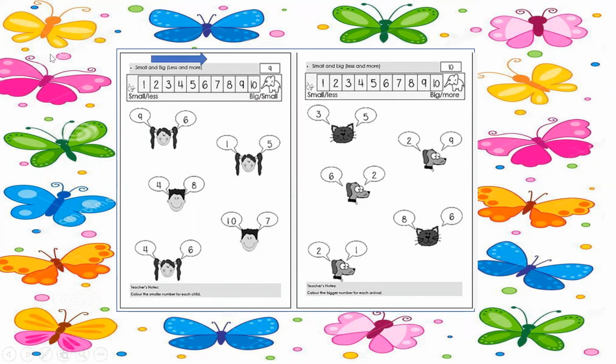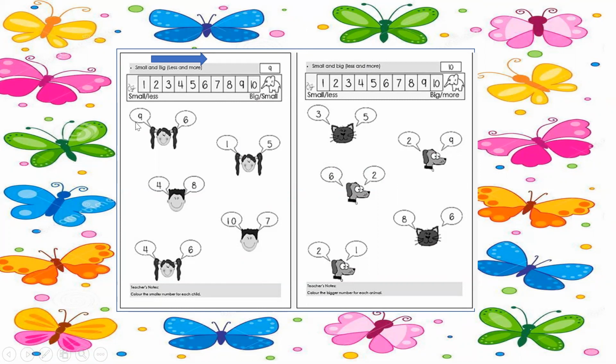In maths, we usually write from the left side to the right side. When we start writing 1, 2, 3, we go from left to right, like English. So the number at the right side is considered bigger than the number at the left side. The number which comes first is smaller than the number which comes after it, okay?